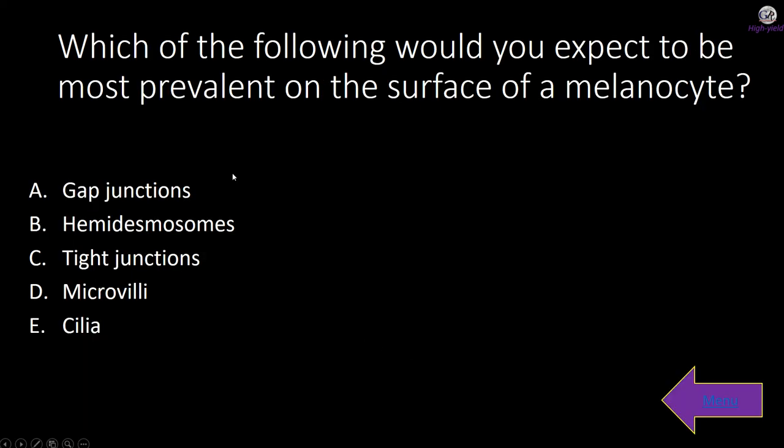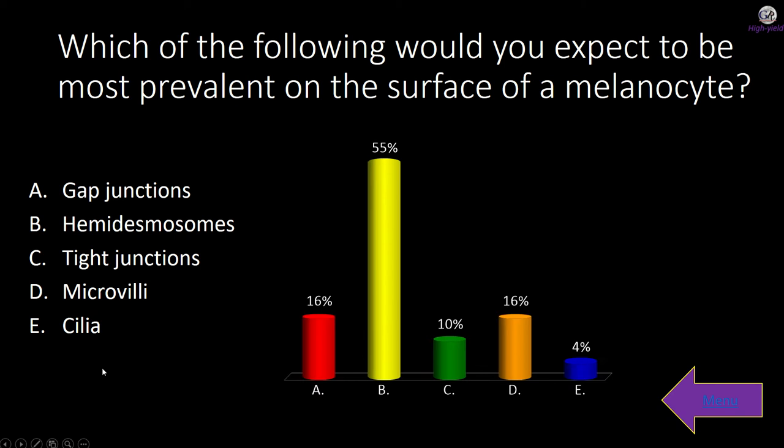Okay, the next question. Which of the following would you expect to be most prevalent on the surface of a melanocyte? So think of what a melanocyte does. Here are your options: gap junctions, hemidesmosomes, tight junctions, microvilli, cilia. You have to know what these things are to be able to think about a melanocyte and then decide what they might have.